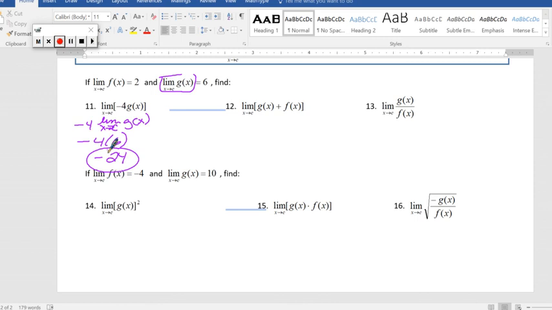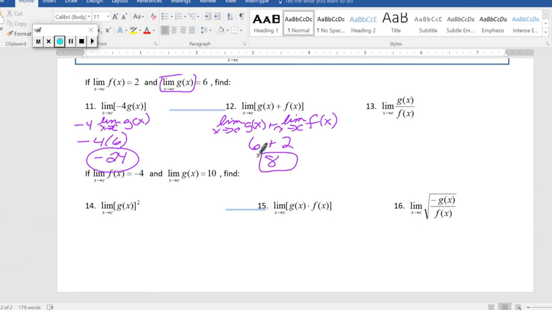Over here, this limit, I could write as two separate limits, which must be done. So the limit as x is approaching c of g of x, plus the limit as x is approaching c of f of x. Now I could take out the first one and replace it with 6, and I could take the second one out and replace it with 2. So you get 6 plus 2 for a total of 8.